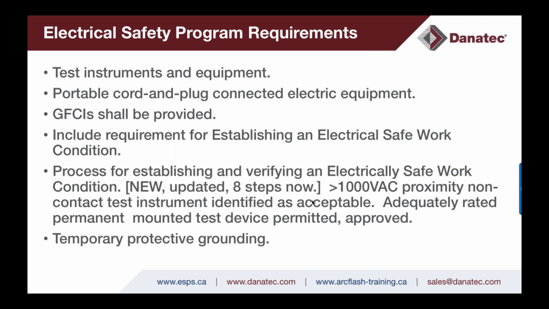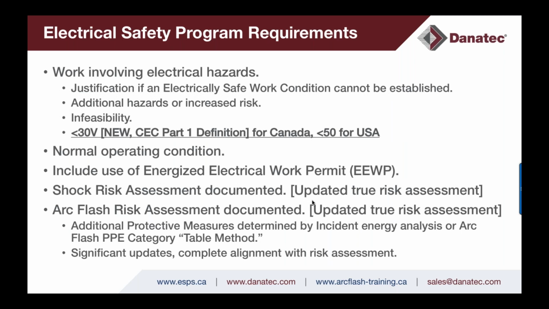If you do have high voltage systems, your electrical safety program should address temporary protective grounding. Obviously, your electrical safety program, if we can't establish an electrically safe work condition, should address work involving electrical hazards. So again, justification for energized electrical work if you can't establish an electrically safe work condition. Additional hazards, increased risk, or infeasibility are still the justifications that are listed. A key change for Canada is CSA Z462 now moved the 50 volt threshold down to 30 volts. Again, this aligns with the Canadian Electrical Code Part 1 definition for extra low voltage. In the US, it's still a 50 volt threshold. So that's now another deviation where we aren't technically harmonized. Canada Z462 is now a 30 volt threshold. It retains a 50 volt threshold with NFPA 70E.